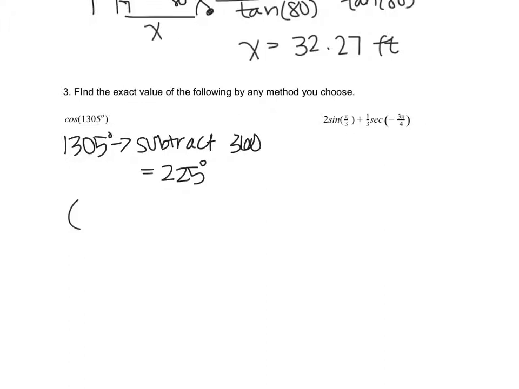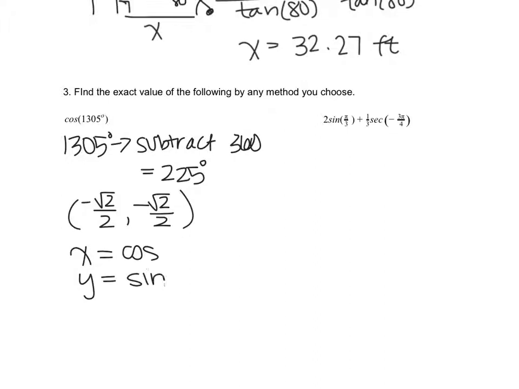And it's specifically the point negative radical 2 over 2, negative radical 2 over 2. But we want cosine. And if you remember from the unit circle, the x value is equal to cosine and the y value is equal to sine. So our x value here is negative radical 2 over 2. So I know cosine of 1,305 is equal to negative radical 2 over 2.